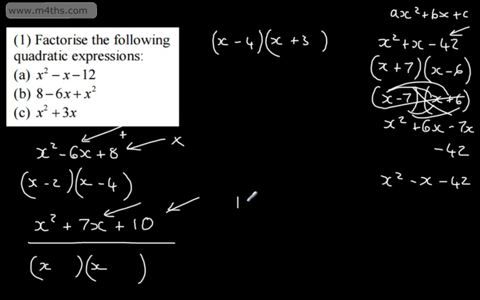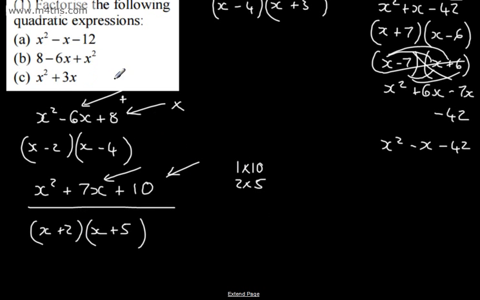Well, if I just think 1 times 10, 2 times 5, they're the factors of 10, so it's going to be the 2 and the 5, and they're both going to be positive. If this number is positive and this is, they are going to both be positive.